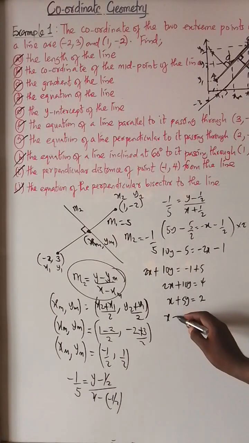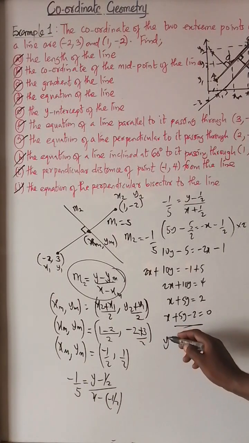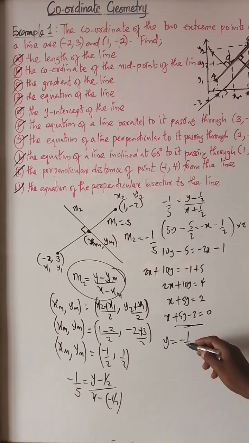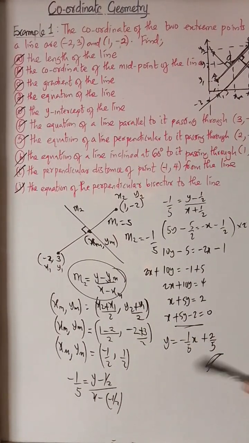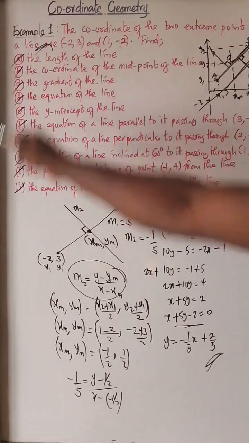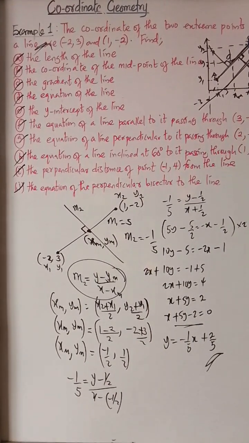Or we can write it as x plus 5y minus 2 equals 0. So we can write the equation of the line this way. Or we can make y the subject. If y is made the subject, y becomes minus 1 over 5 x plus 2 over 5. And that's the what? The equation of the perpendicular bisector to this line. And this is the end of the first part. The next is for us to look into the application of coordinate geometry. But before we move to the application of this concept, let's try to solve one or two questions.